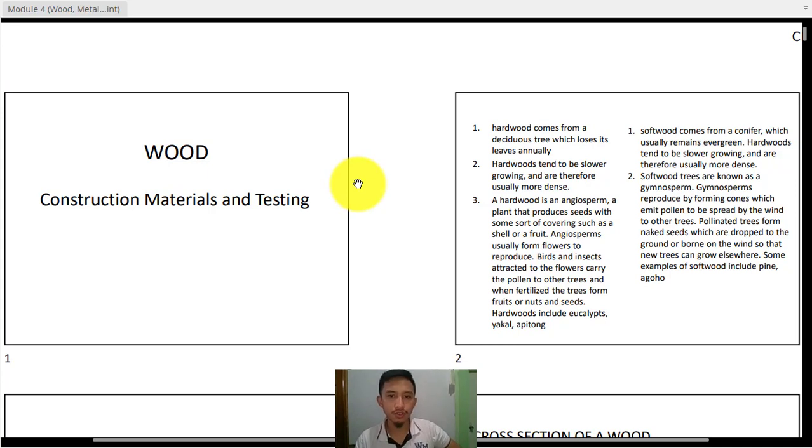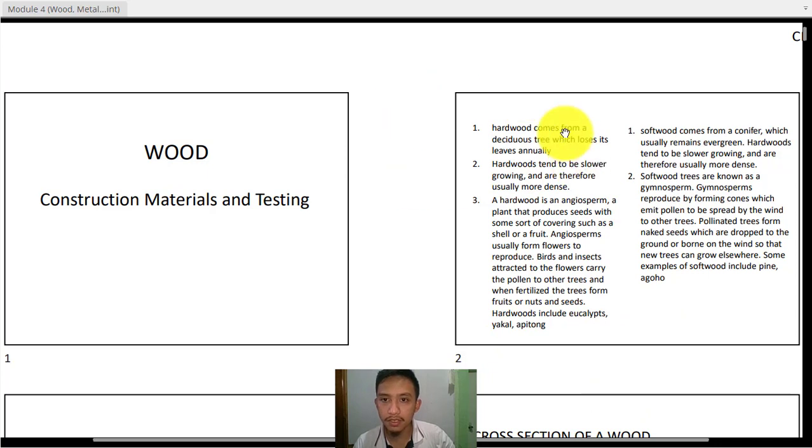In this module and video, we will be discussing wood, metals, paint, and ceramics, which are common materials used in construction. So we will be starting with wood.